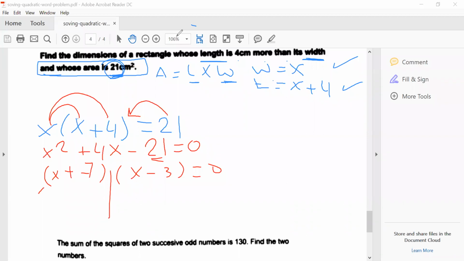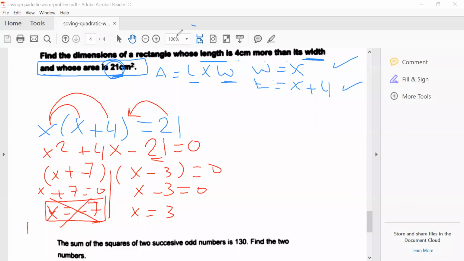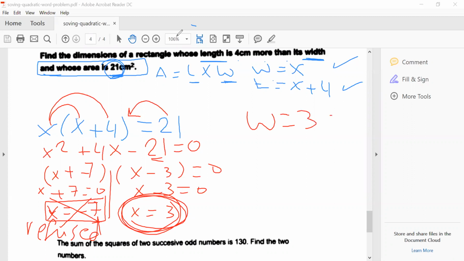So maybe x plus 7 equals 0, so x equals negative 7. Or maybe x minus 3 equals 0, so x equals 3. Can any side be negative? Can I take the width as negative 7? No, so this is refused. So x equals 3. What is x, the length or the width? The width. So the width equals 3 centimeters.